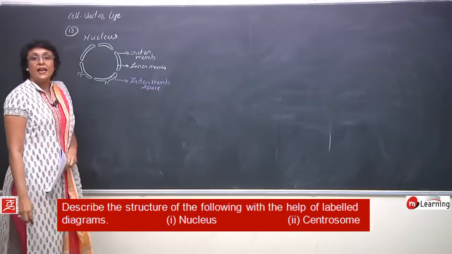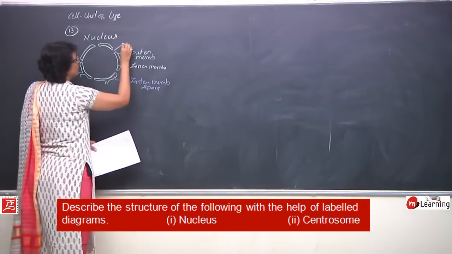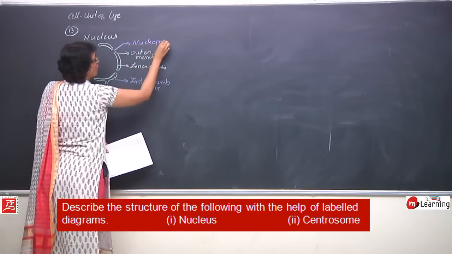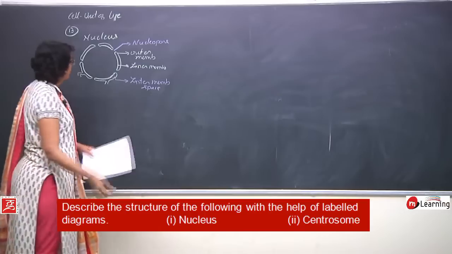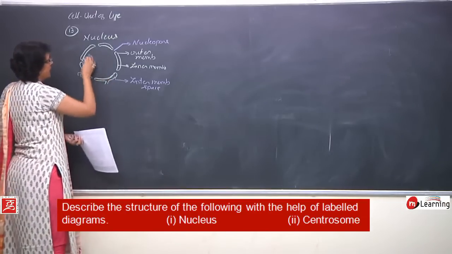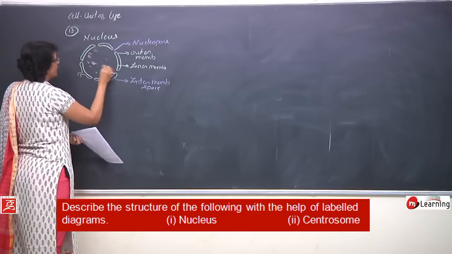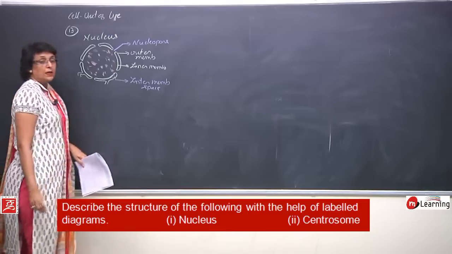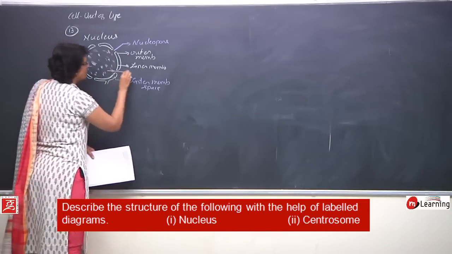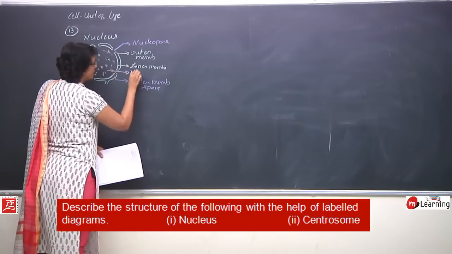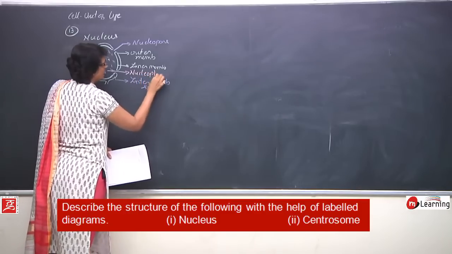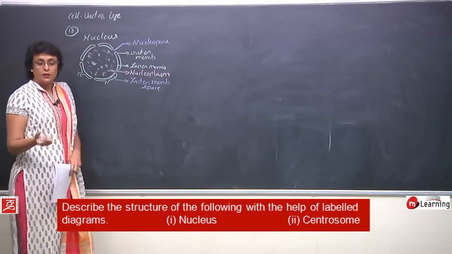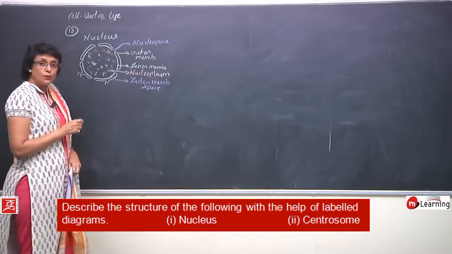The nuclear membrane has pores. So, these pores are known as nucleopores or nuclear pore. The inner area is filled with a jelly-like material which is known as nucleoplasm, which is also known as karyoplasm. Karyon is the term given to nucleus, so the karyo term is also used.